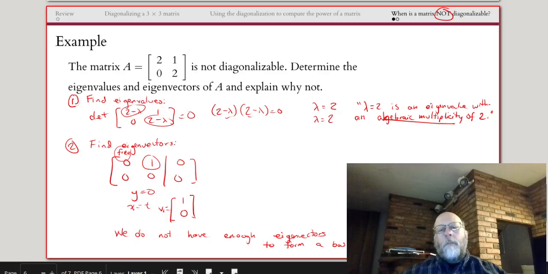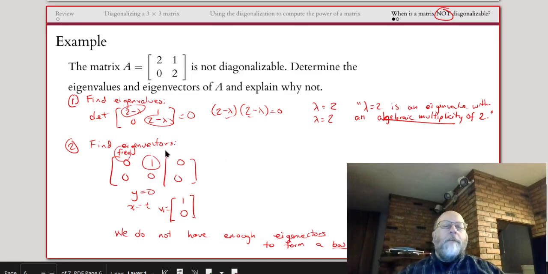Now you might think, well, we could pick another value for t, like 7, and then we could have (1, 0) and (7, 0). But those are not linearly independent, and so they still can't form a basis. And so we don't have eigenvectors to form a basis. And because we can't form a basis, we can't calculate a square matrix P that is invertible. We only have enough for one column. We don't have enough for the second column.